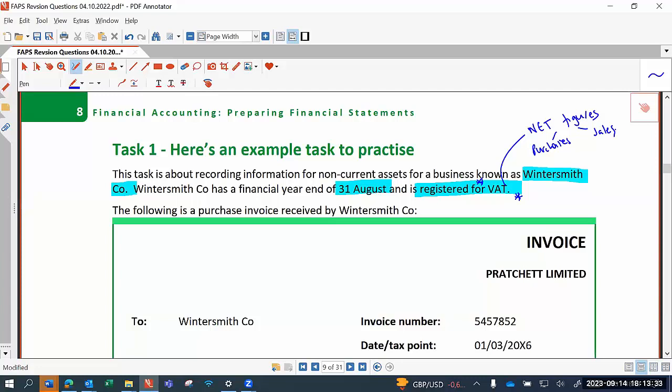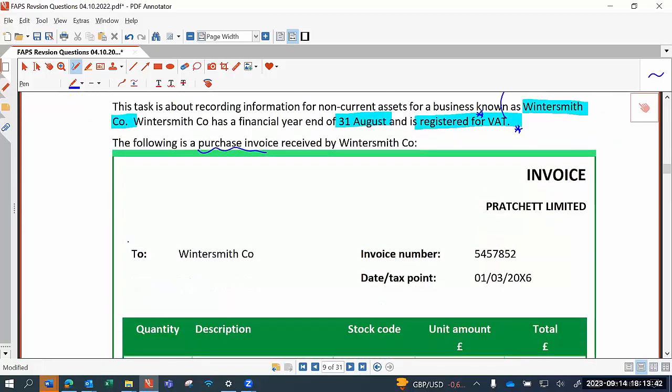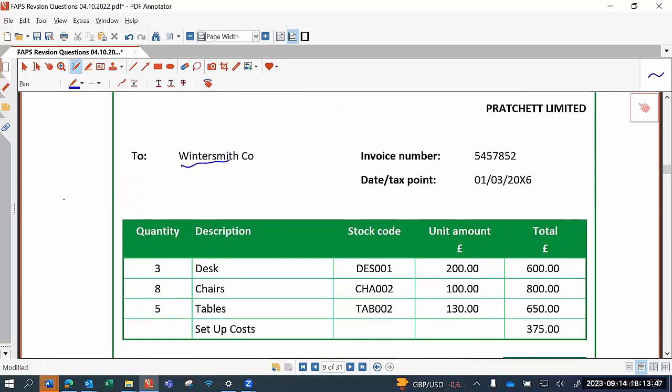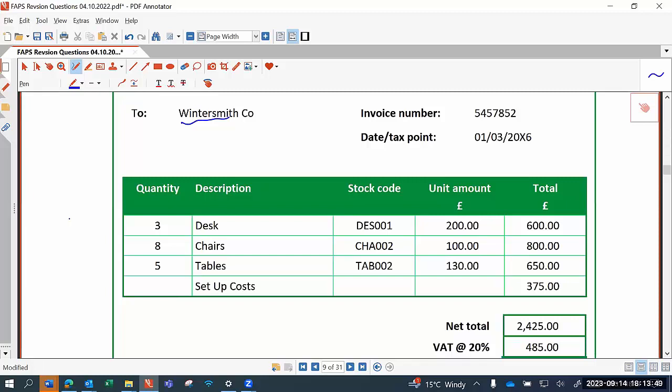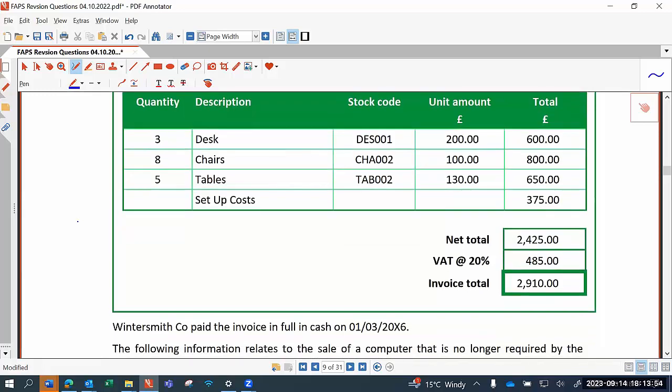So here we have a purchase invoice which has been received by Wintersmith. Well, that makes sense. They're the company that we're dealing with. They have purchased something. So let's look at the invoice. It comes from Pratchett. It comes to Wintersmith. Invoice number, date, etc. We've got some desks, chairs, tables, as well as some setup costs. So I can find all together. They add all this lot up to get to a net total. That's added on at 20% to give an invoice total here. That's a net total as well as a gross total there.